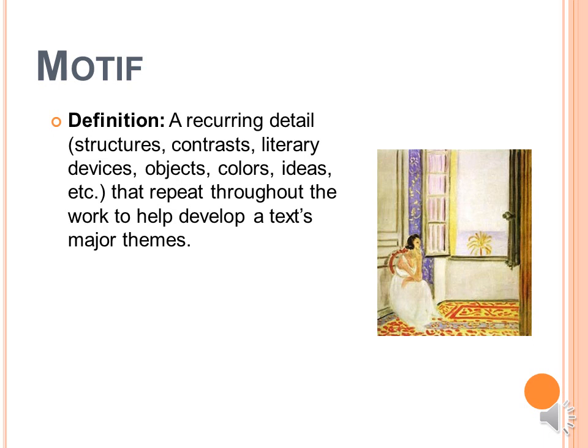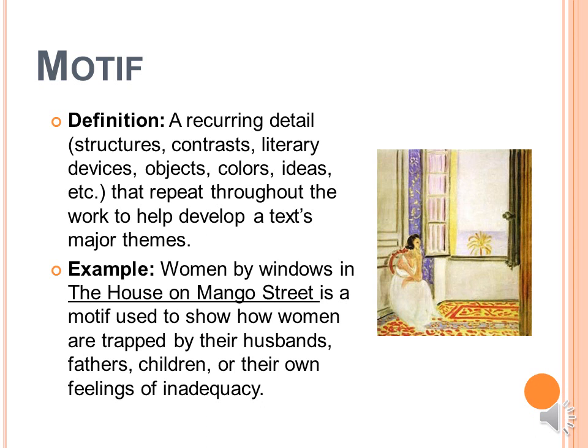Motif. It's a recurring detail, and that detail can be almost anything: a structure, a contrast, some sort of literary device, an object, a color, an idea, and it repeats itself throughout a text, and it usually has to do with the major themes of the text. So in The House on Mango Street by Cisneros, women are always sitting by windows. In this case, women by windows is a motif to show how women are trapped by their husbands, fathers, children, or their own feelings of inadequacy.